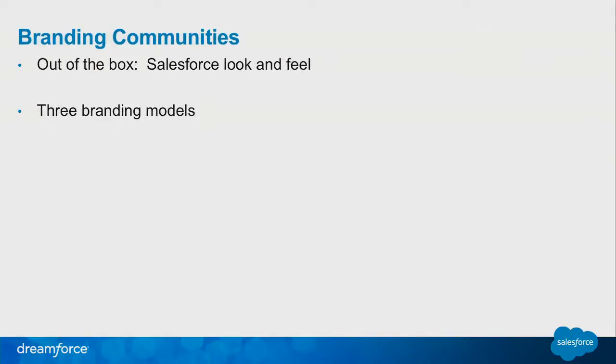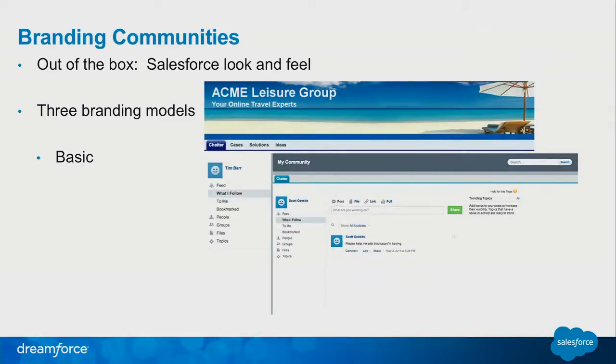So let's talk a little bit about branding and the different ways that we can brand the communities. Out of the box, if you set a community up, you're going to get the default Salesforce look and feel. It looks a lot like a regular Salesforce instance. There are 3 different branding models that they provide to let you tailor your community. The first one is called basic branding, and you're still left with a Salesforce look and feel, but you have the ability to customize some things. You can set the colors of your site. You can create more customized header and footer images, and inject some HTML there to get more of a custom look and feel.